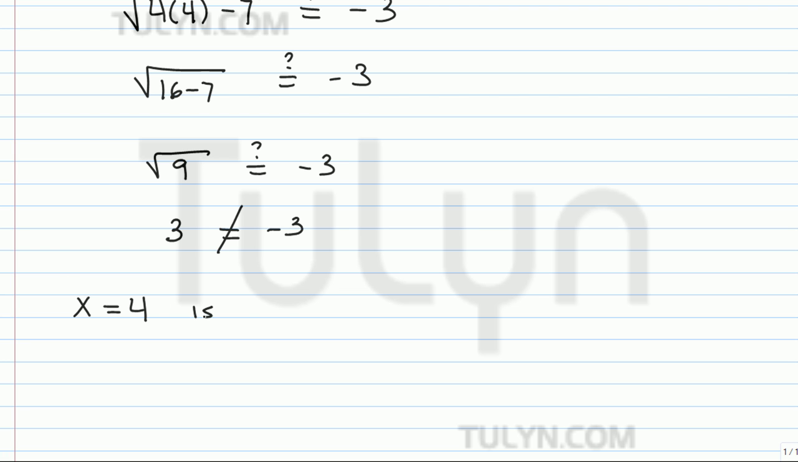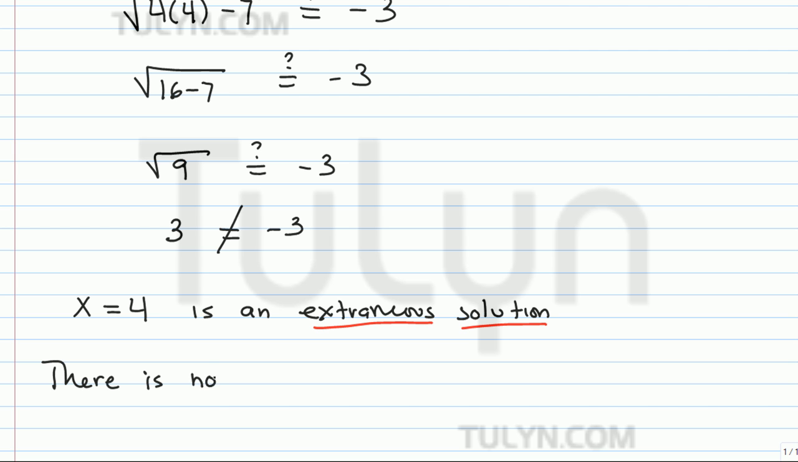So x equals 4 is an extraneous solution, which basically means it's a solution that we found through our efforts, but it actually doesn't work with the original equation. So to answer what we're looking for, which is solving for x, in this case we'd say that there is no solution, since the only solution we found doesn't work. So that is the conclusion.